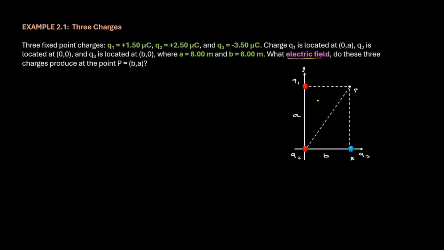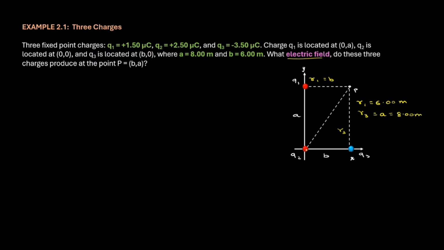So before we solve for electric field, let us first find the distances of these charges from point P. Let the distance between charge Q1 and point P be R1, and R1 is equal to B, as you can see from the figure. So we can write R1 to be equal to 6 meter. Then the distance of charge 3 from point P will be R3, and R3 is equal to A, which is 8 meter.